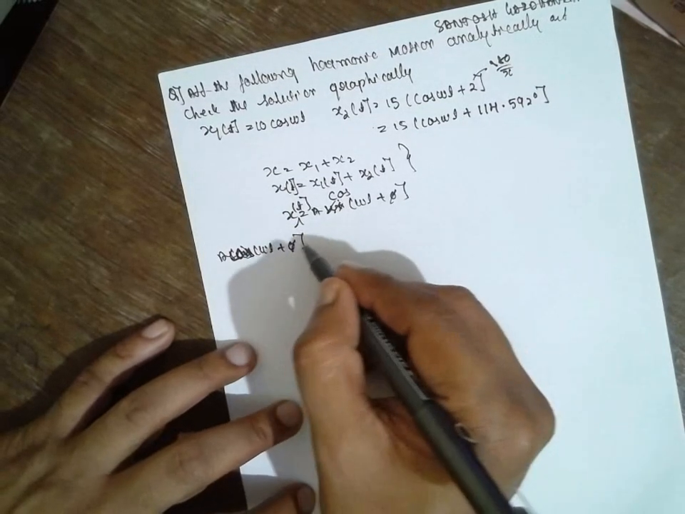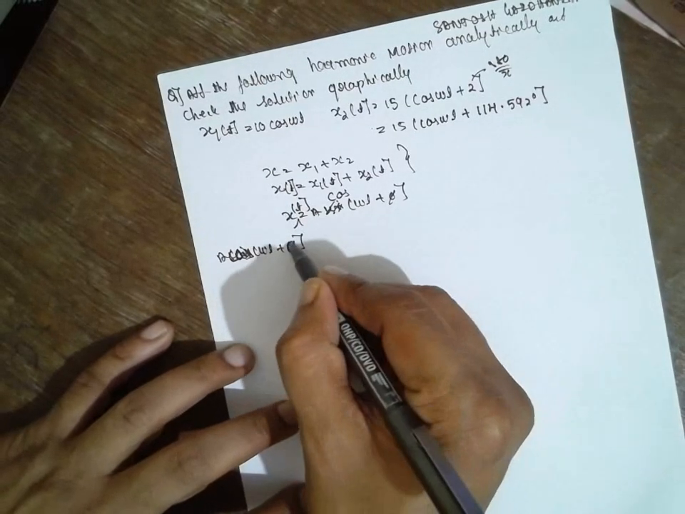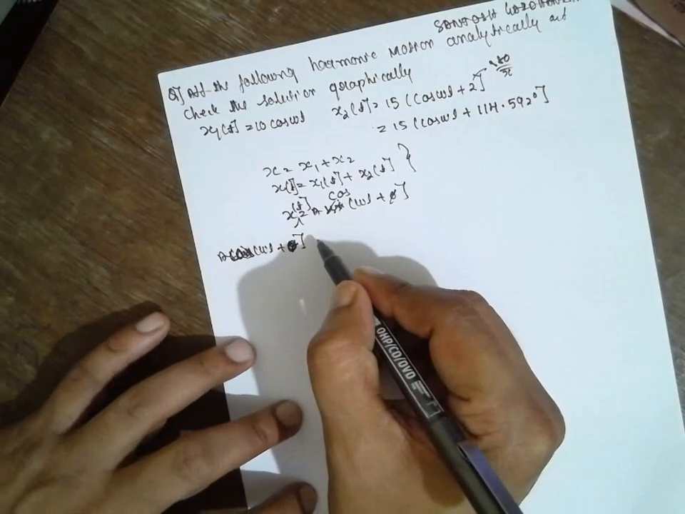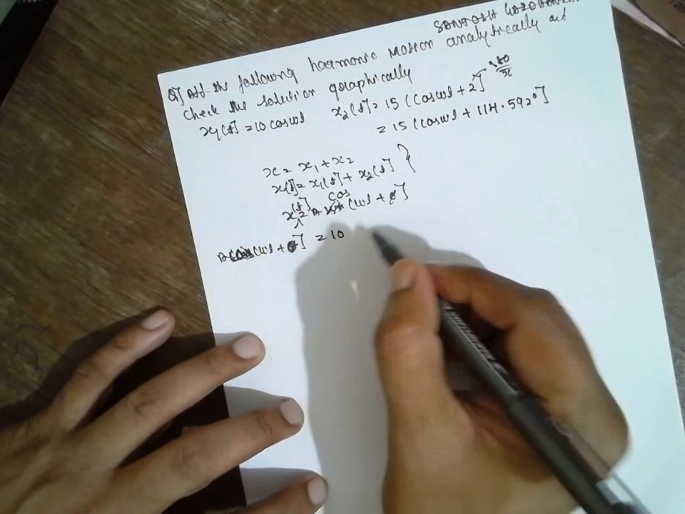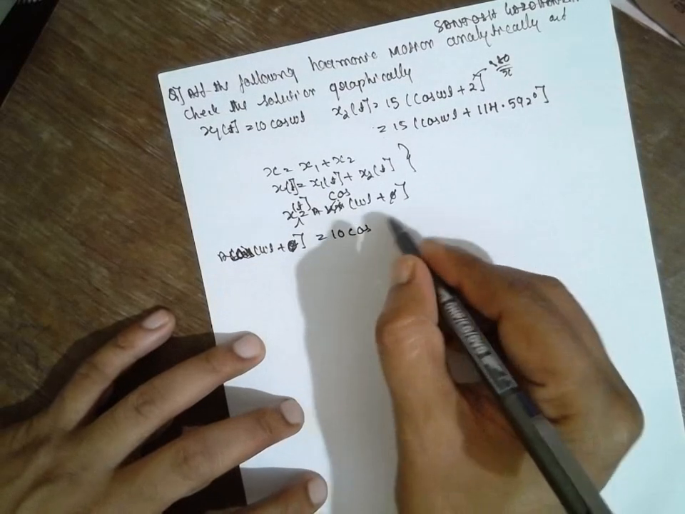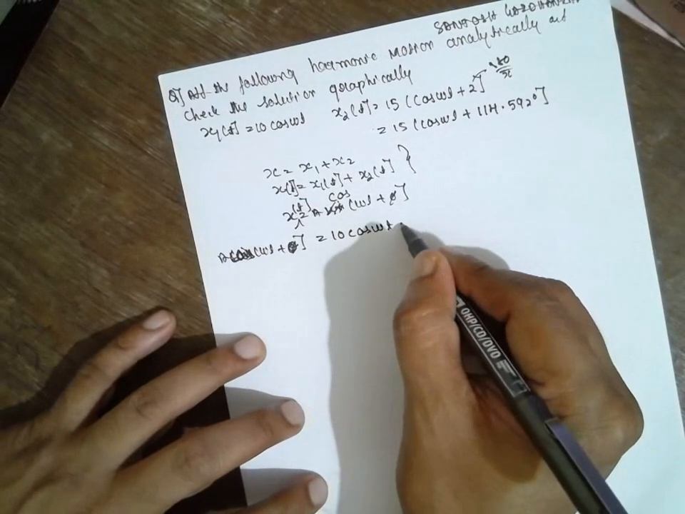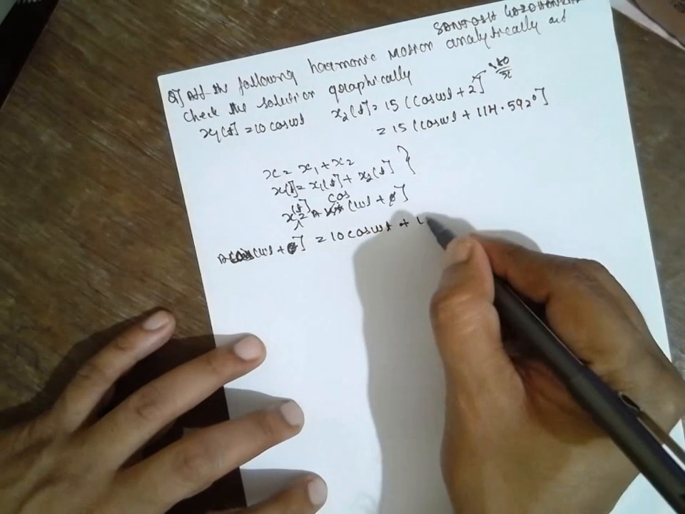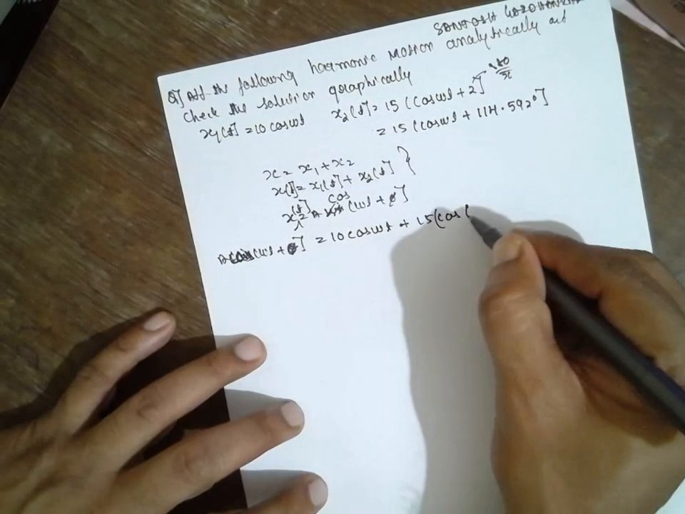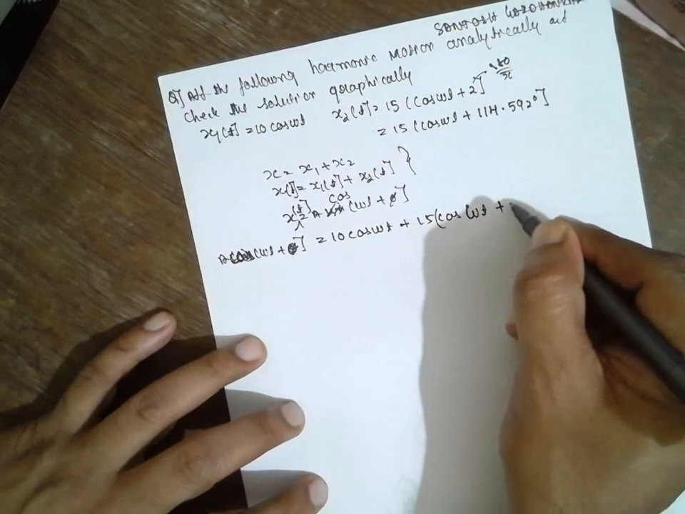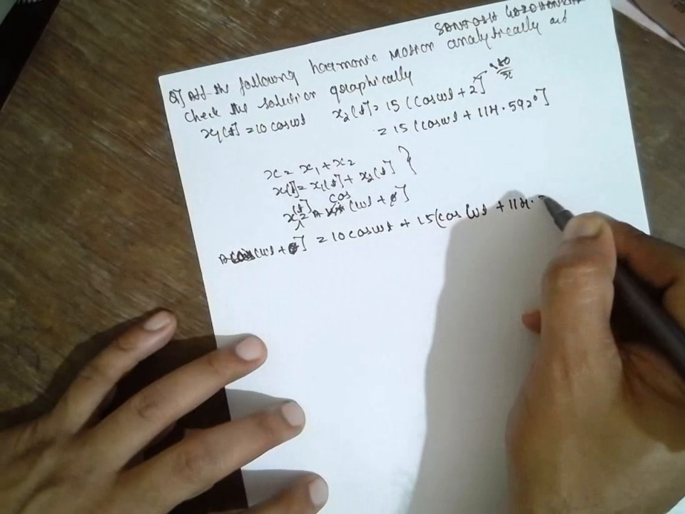Okay, instead of phi I will go for theta here. So it is a cos(omega t plus theta) equal to 10 cos omega t plus 15 cos(omega t plus 114.592 degree).